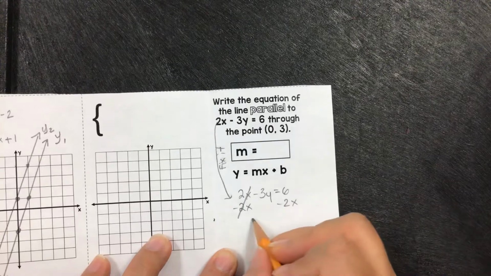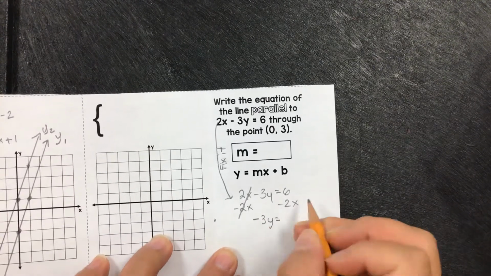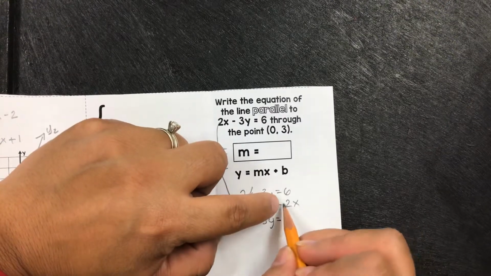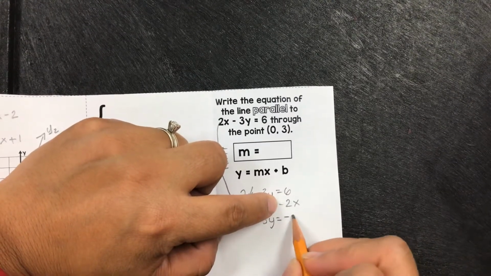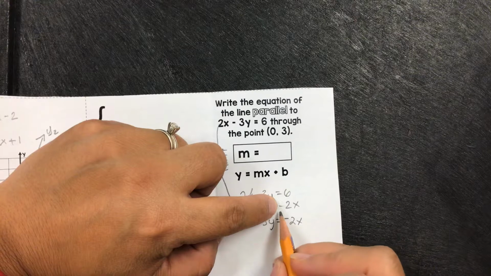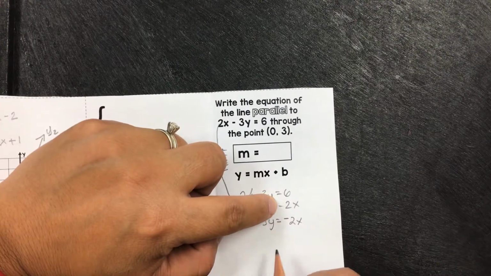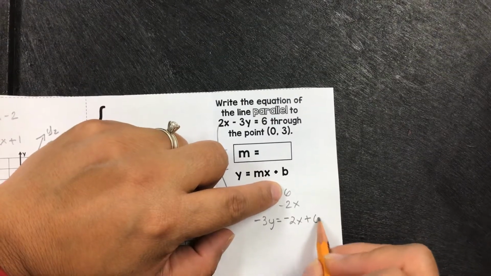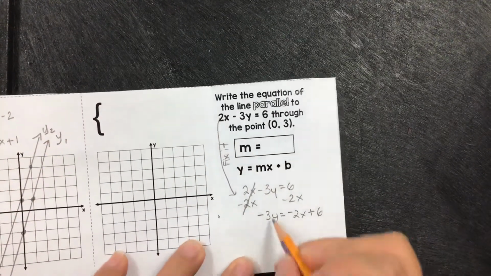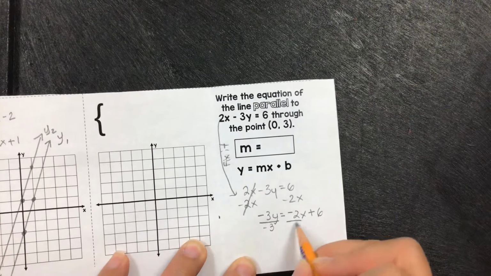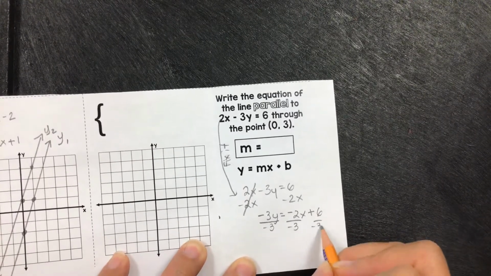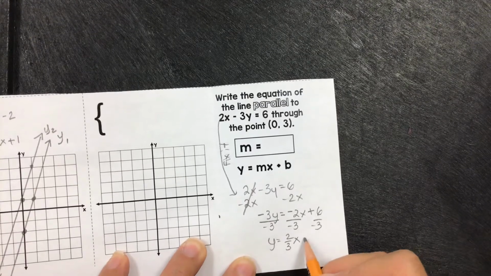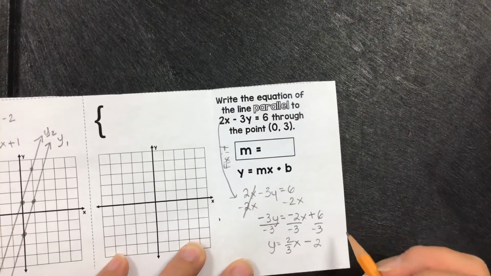To get rid of that, we have a negative 3y is equal to, and these don't go together because this doesn't have an x. What we have to put is this negative 2x first. Remember, minus and negatives are interchangeable. That means that this plus 6 stays a plus 6. Now we're going to divide by negative 3 to everything. y is equal to 2/3 x minus 2.